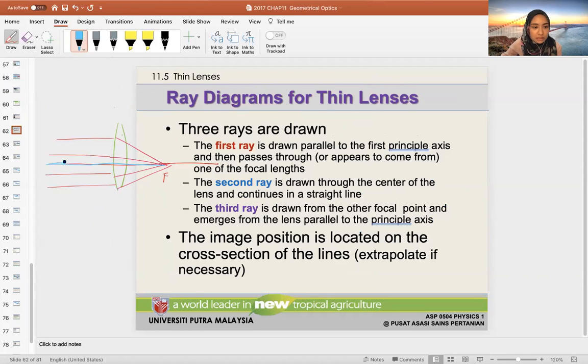Okay, so your principal axis is through the center of the lens, which means that the second ray goes through the principal axis lah. If there is no object, if we are just assuming that we are just drawing rays of light. Okay, so the third ray is drawn from the other focal point and emerges from the lens parallel to the principal axis. Usually I just go for these 2 because you will already find out what is the answer. So image location, image position is located on the cross section of the lines. Extrapolate if necessary. Okay, extend the lines if you need to.